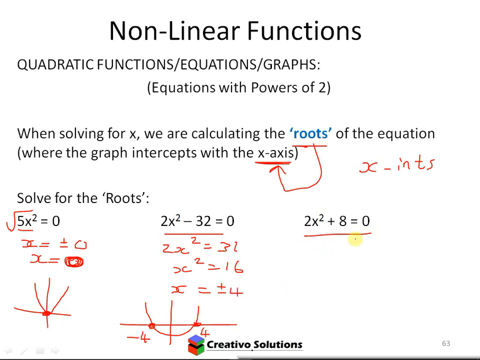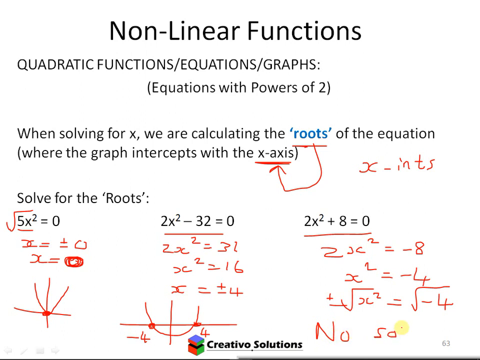What happens if I have something like this? 2x squared equals minus 8. x squared equals minus 4. Can I square root x squared? Yes. Can I square root a negative number? On your calculator, type it in. Root minus 4. No solution.